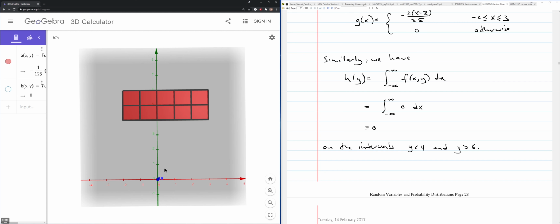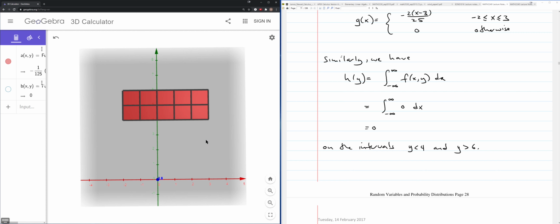Now, for your different values of y, something similar is going to happen to what happened for x. So for example, at y is equal to 3, what we need to do is integrate this joint PDF over all the values of x. This red axis over here is the x-axis.